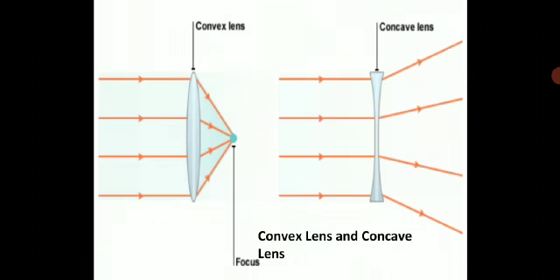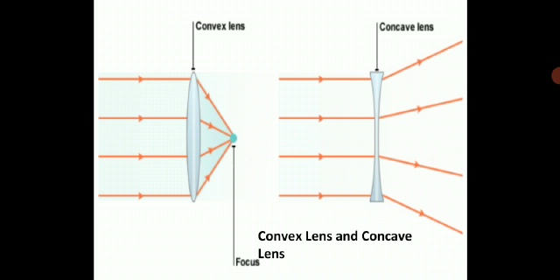Then you will draw this diagram to show how the light rays get converged when you use a convex lens. So in the convex lens, you can see the light rays falling on the convex lens. At a point, they will merge. That is called the focus. So that's why it is called a converging lens. All the light rays falling on the convex lens will refract and converge at a certain point.